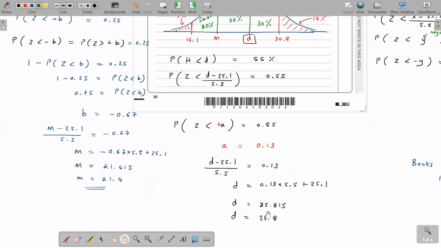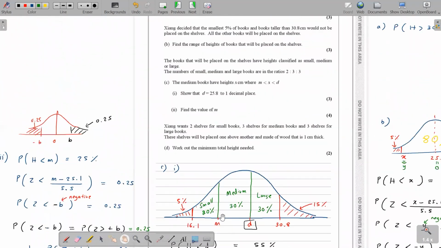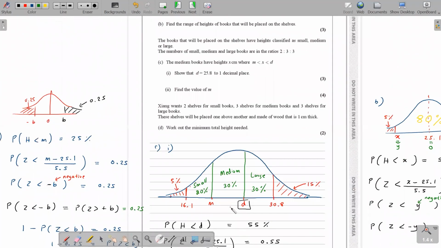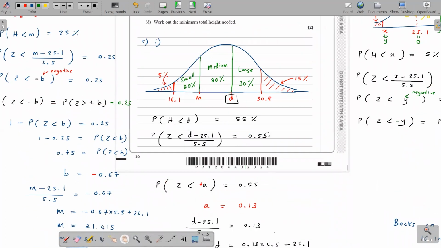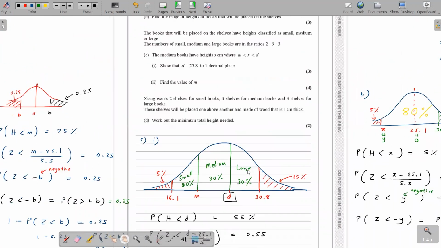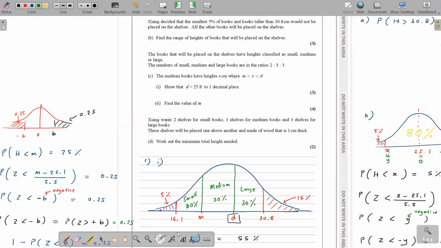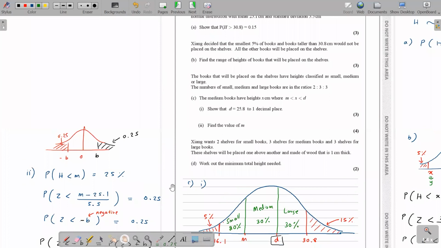So d value we found as 25.8. So the medium books are between m and d. So the d value is 25.8. Okay, so then the medium shelf needs to have this 25.8 centimeter height. And for the large books, the large shelf should have a height of how much? 30.8 centimeters at least. Okay, so then let's see how we can find the minimum height.